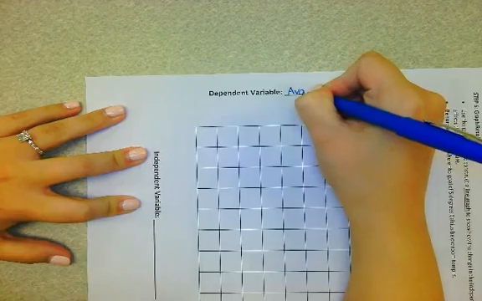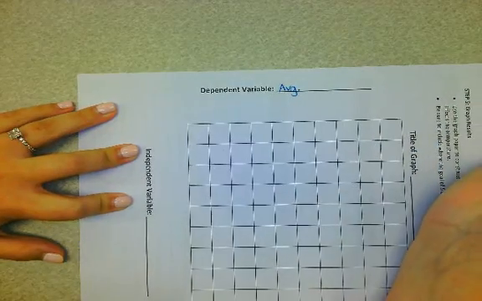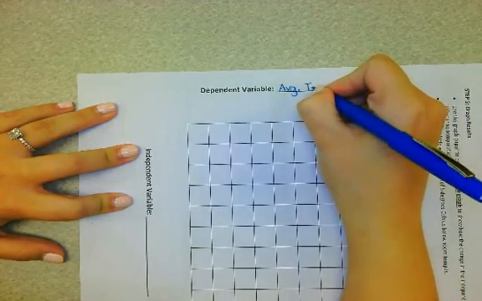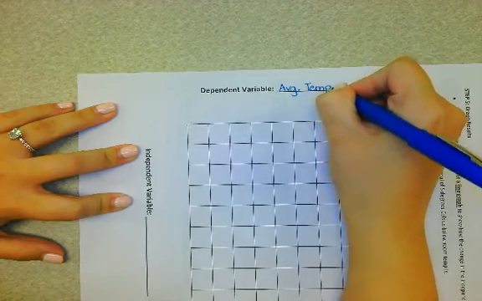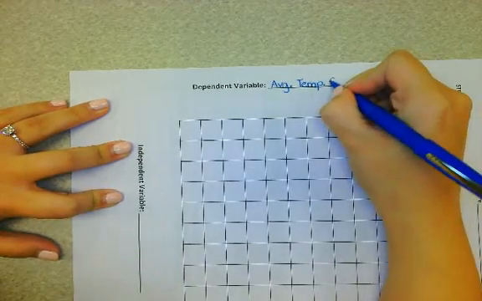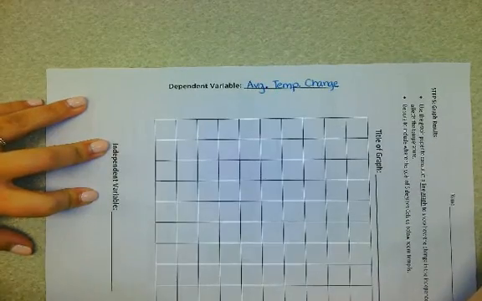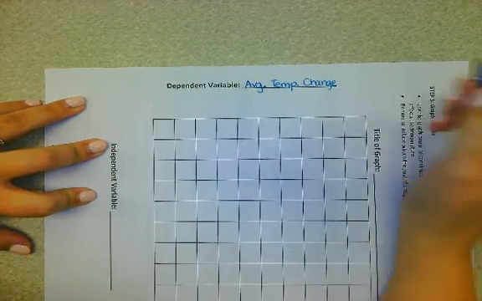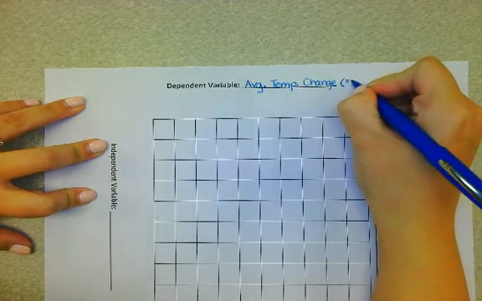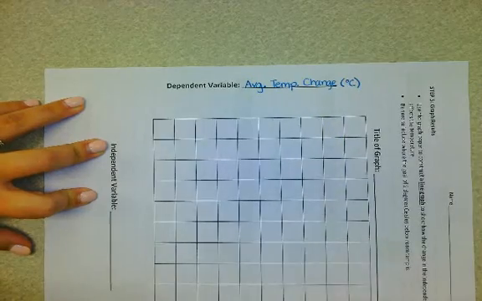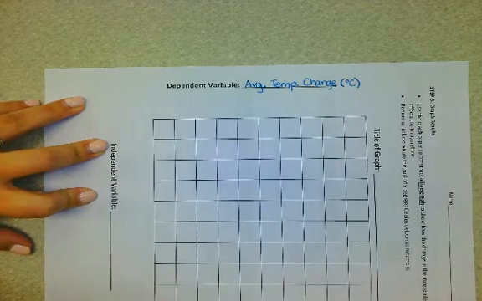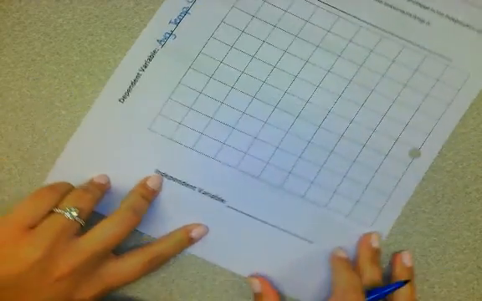So on our dependent variable here, we're going to write average temperature change. Now I'm going to abbreviate, which you could do the same. So that's average temp change. And of course, we have to have our units. The units are going to go in parentheses, and our unit here was degrees Celsius. So that's what you have for your dependent variable.